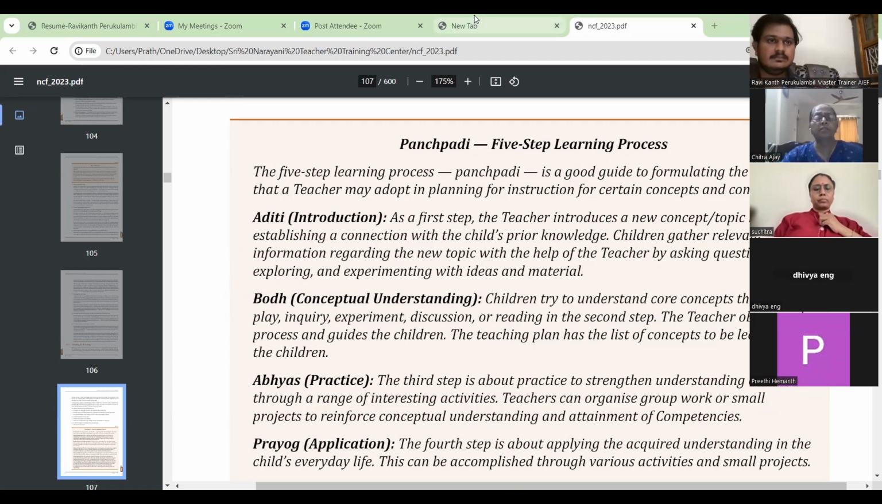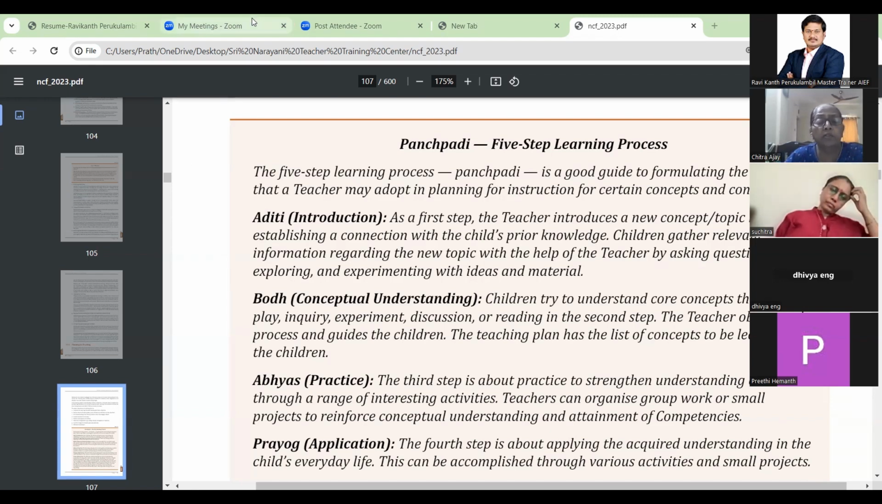Introduction. As a first step, the teacher introduces a new concept or topic by establishing a connection with the child's prior knowledge. Children gather relevant information regarding the new topic with the help of the teacher by asking questions, exploring, and experimenting with ideas and material. Bodh, conceptual understanding. Children try to understand core concepts through play, inquiry, experiment, discussion, or reading in the second step. The teacher observes the process and guides the children.